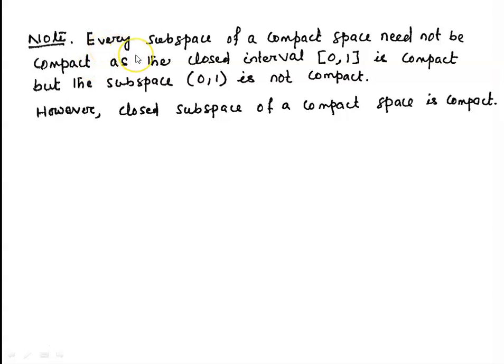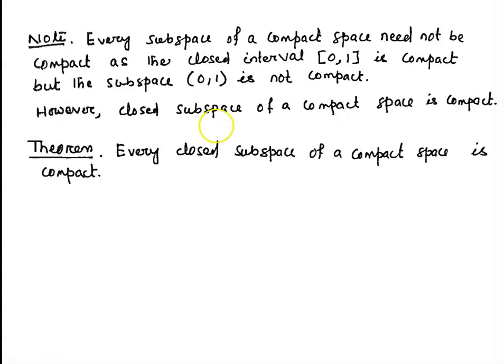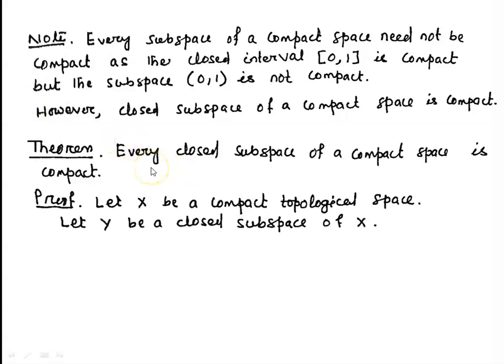We know that the closed interval [0, 1] is compact, but the open interval (0, 1) is not compact. So every subspace of a compact space need not be compact. However, a closed subspace of a compact space is compact. Let us prove this. Every closed subspace of a compact space is compact.